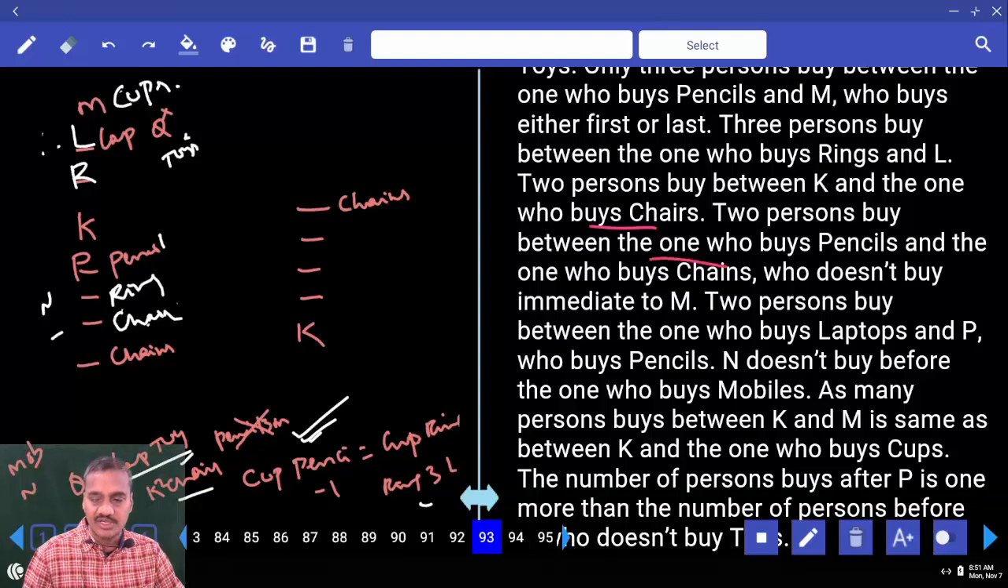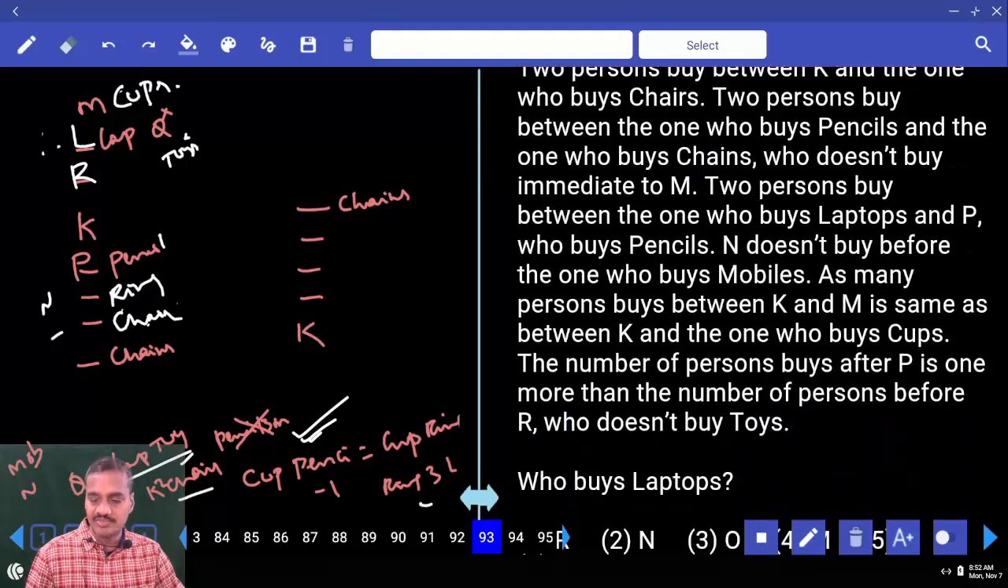2 persons between pencil and the one who buys chair. Chain or chains. Chains who does not buy immediate to M. Chain is not immediate to M. And next one. And 2 persons between laptop and P. Between laptop and P there must be exactly 2 people. And P who buys pencils. N does not buy before the one, N is after.